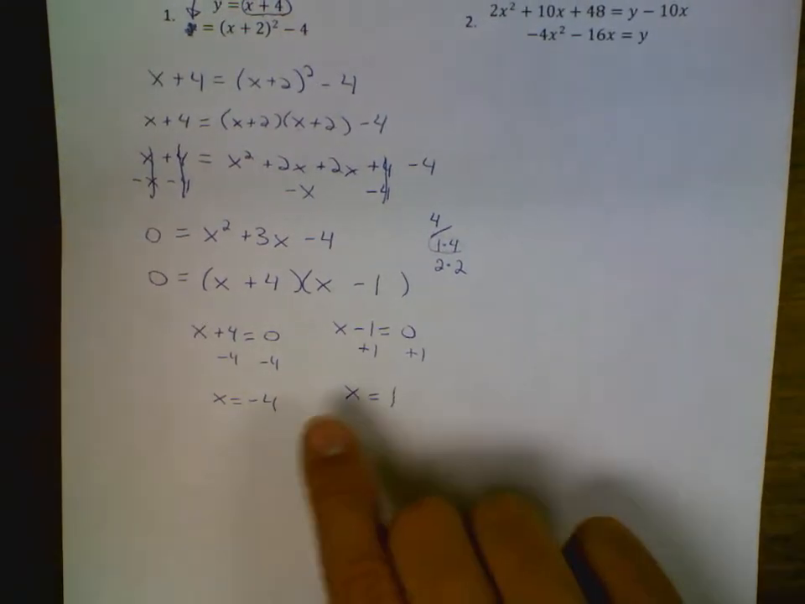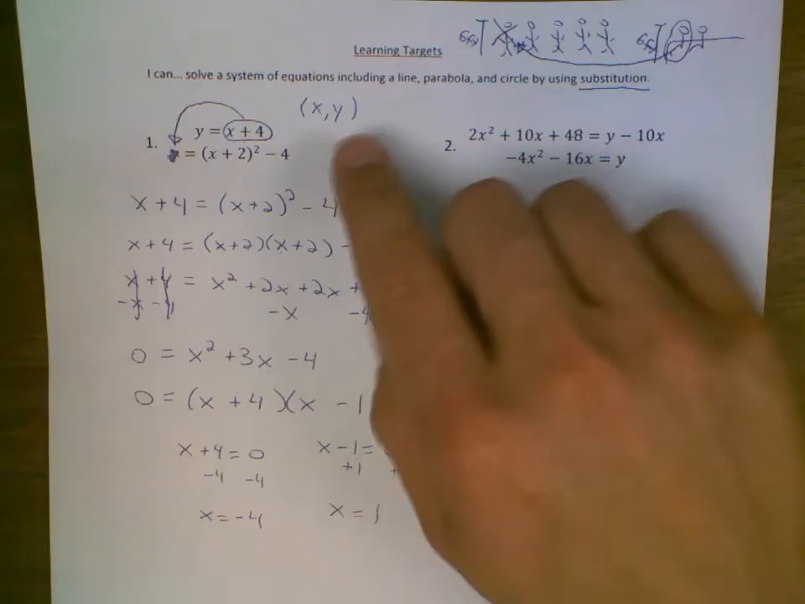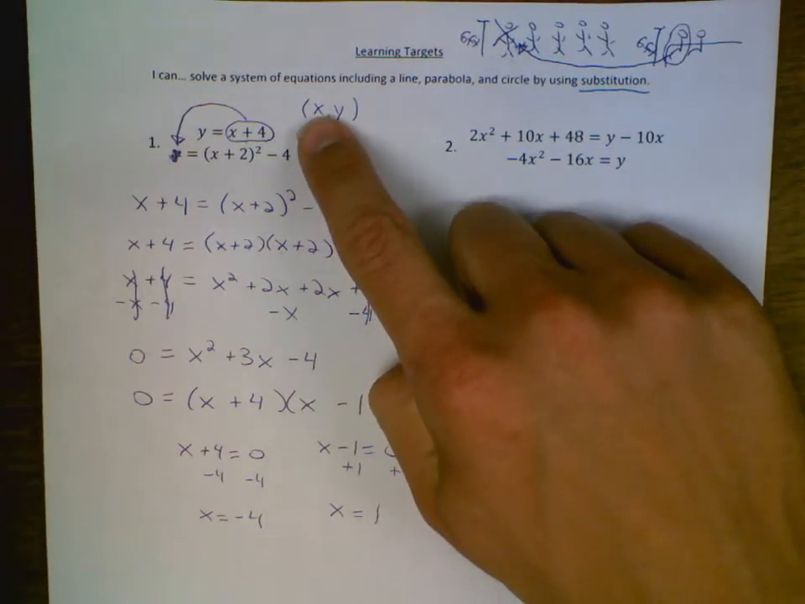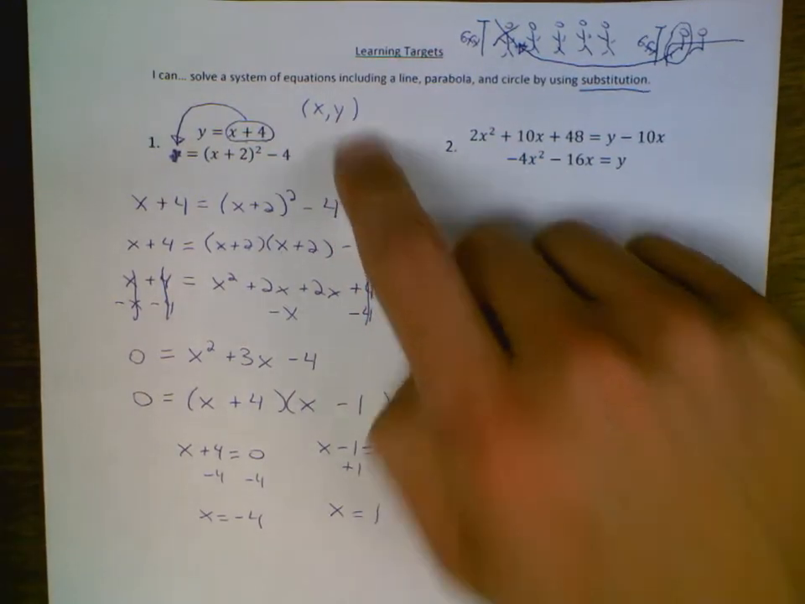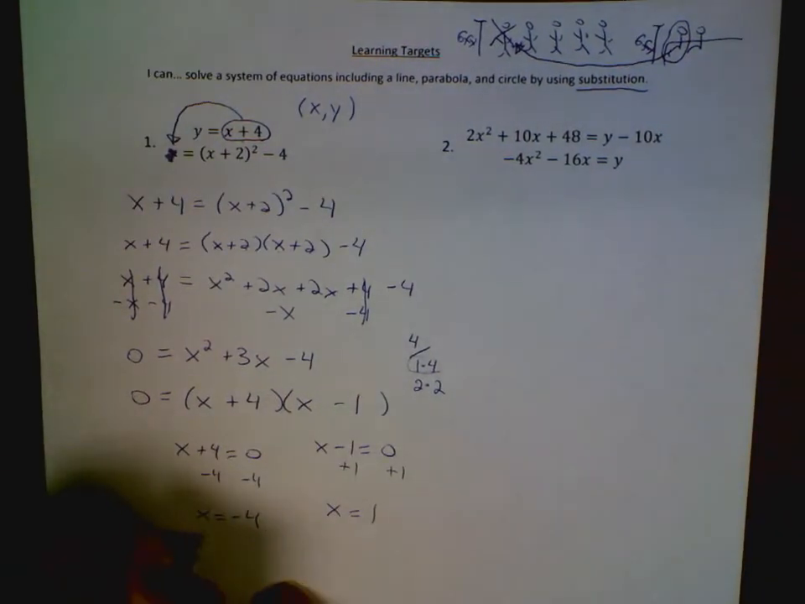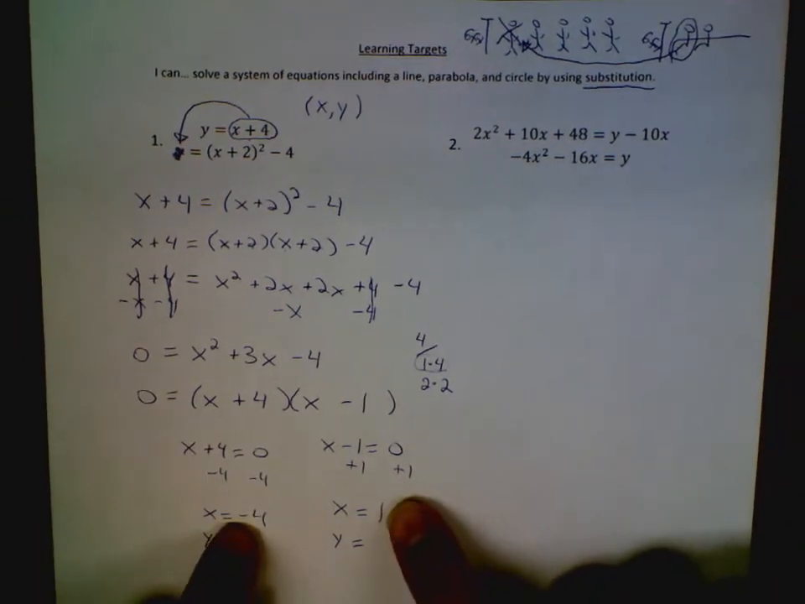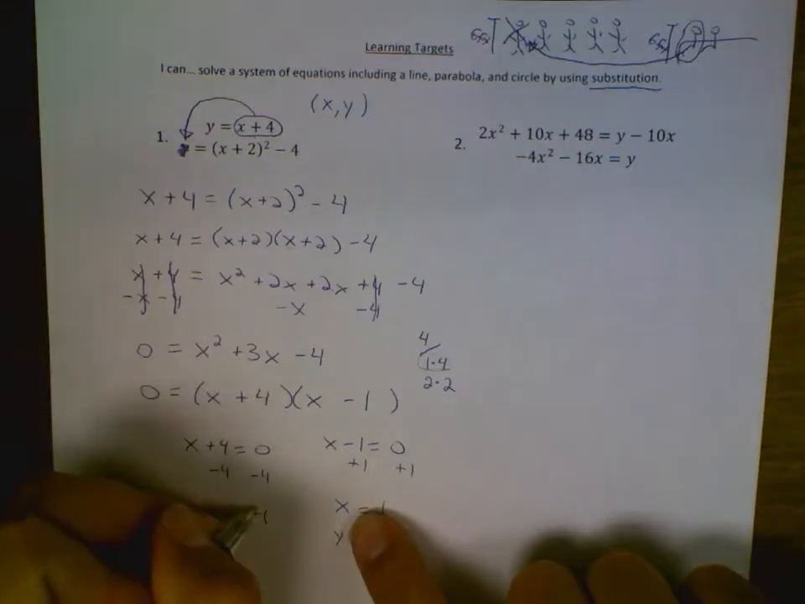Now, you've got to be a little careful here. A lot of times students think they're done. We're not quite done. Remember, our solutions are ordered pairs. It's an x value and a y value. Right now, we just have x values. We need to find the y values that are associated with these x values. So to do that, we make another substitution.